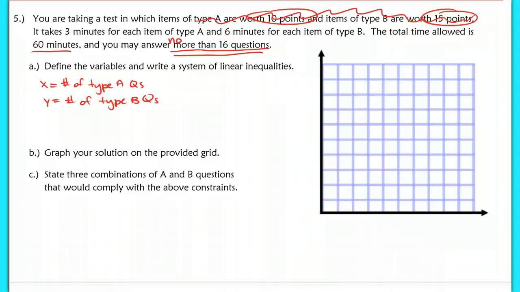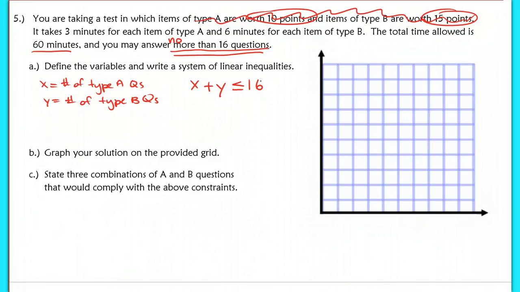Now, it says that you can answer no more than 16 questions, and this is where your very basic inequality is going to come from. If I take the number of type A questions and I add to that the number of type B questions, so the total number of questions that I'm able to answer, that cannot be any more than 16 questions. So no more than 16 questions means that it must be less than or equal to 16.